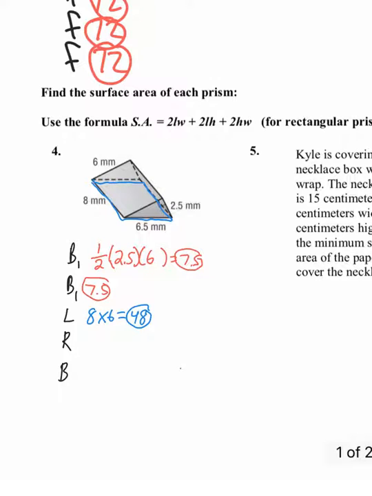So we need the length and the width. Again, we have the length is the 8 times the width is the 6.5. And if we type that in, 8 times 6.5, we get 52. All right, let me erase that junk so we can see that right side.